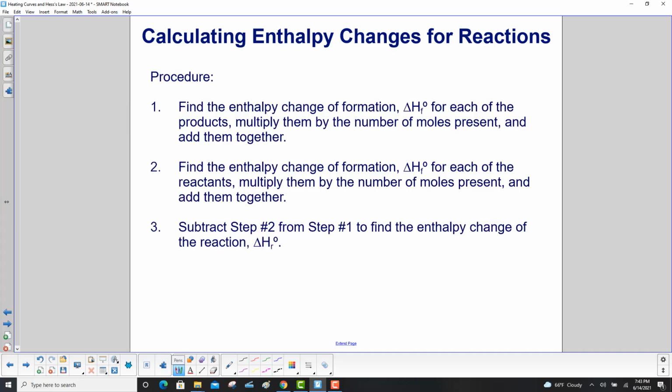Here's the procedure for calculating enthalpy changes for reactions. First, find the enthalpy change of formation, Delta H formation naught, for each of the products. Multiply them by the number of moles present and add them together. So that's for the products. Then do the same thing for the reactants, and that's step 2. Subtract step 2 from step 1 to find the enthalpy change of the reaction, Delta H reaction naught.